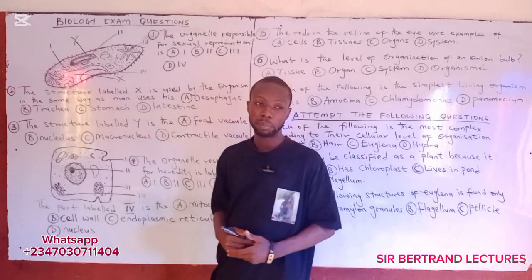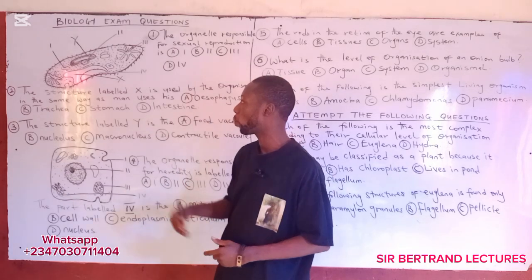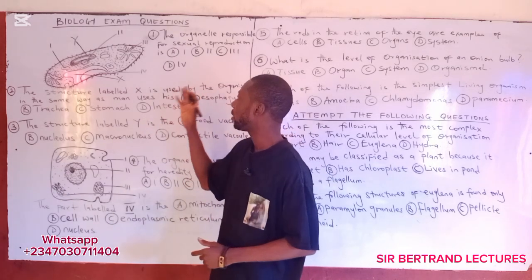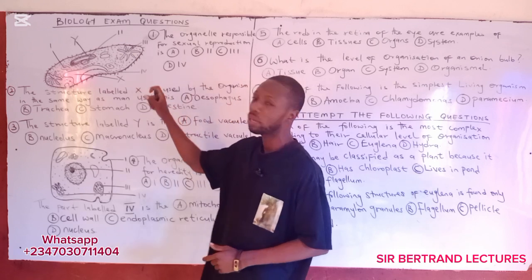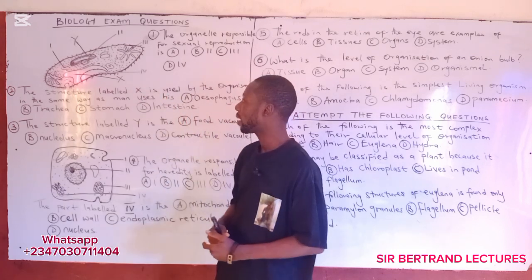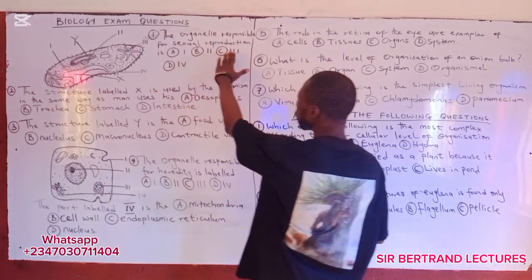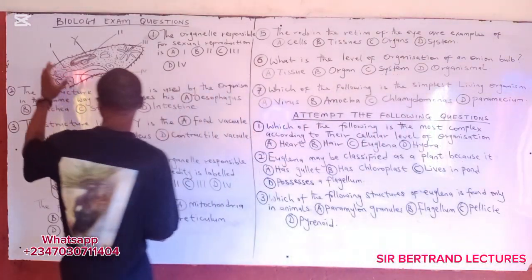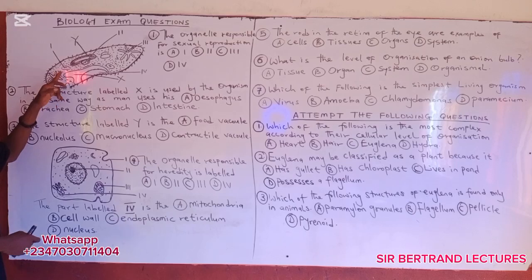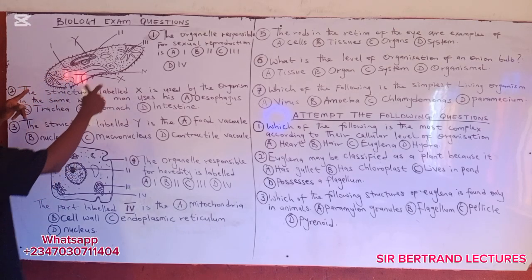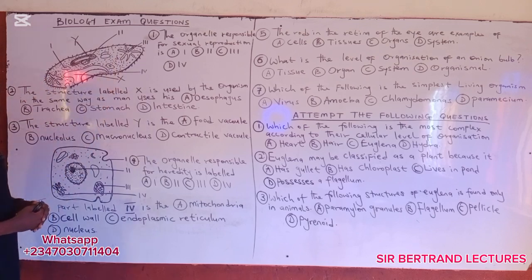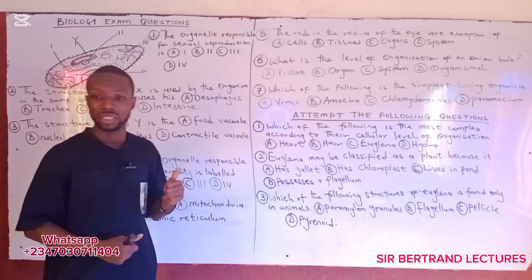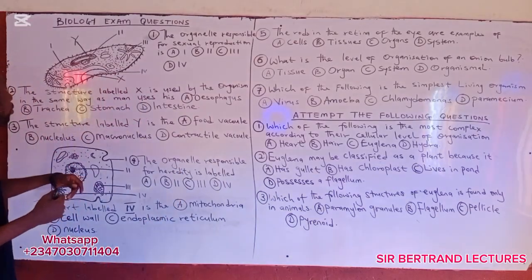I don't need to explain the diagrams we have here. So we need to answer the questions now with the labels illustrated in the diagram. The organelle responsible for sexual reproduction. Here, for you to answer the question, label I is the food vacuole. Then this represents the contractile vacuole, which is used for osmoregulation, and we discussed this in that video I was telling you about.